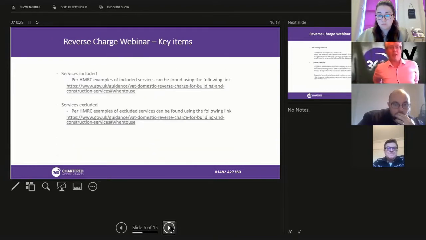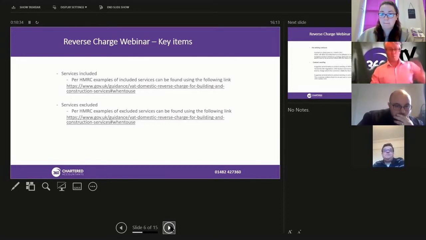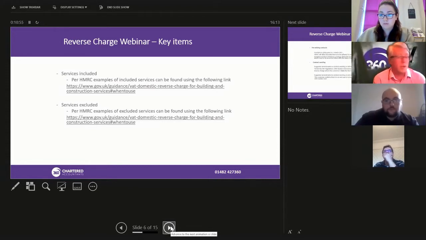So as I said earlier, there's the services included. There are several examples that HMRC have got in their guidance. Again, there's a couple of links for the services that are included and the services that are excluded, which I think, Chloe, you normally send the slides out after. Yeah, I'll send it out. So again, you'll be able to see where HMRC believe your services lie, whether they're in or they're out.